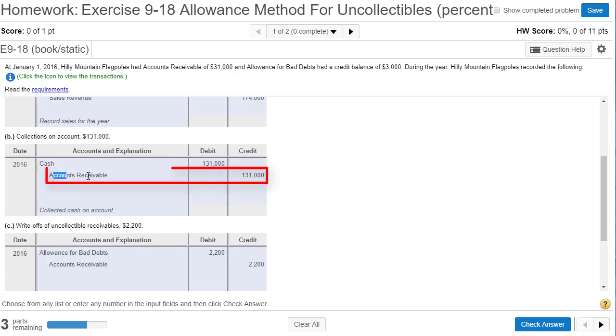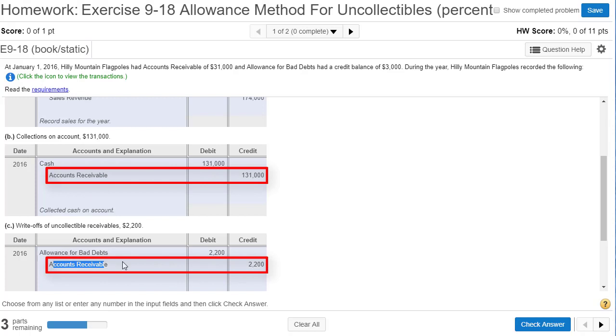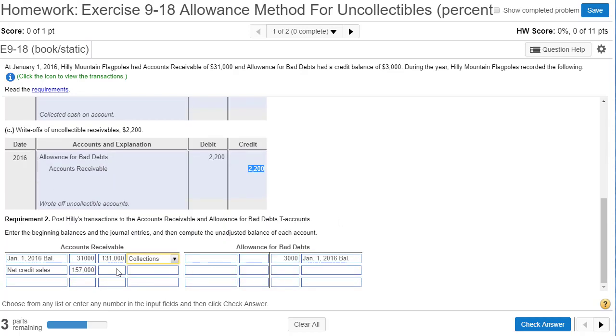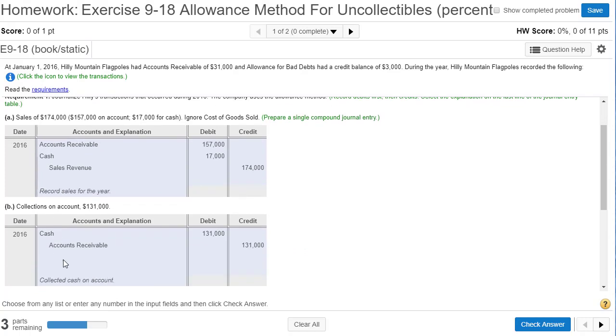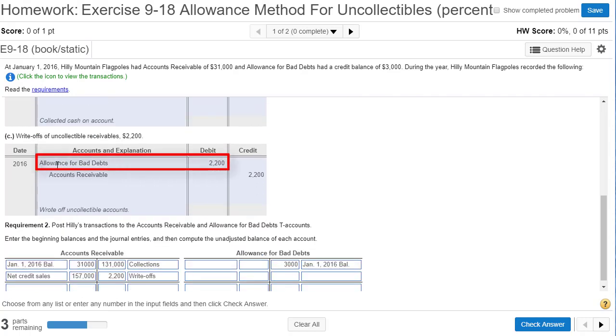So we've taken care of this AR, and then we have AR going down because these accounts we think are uncollectible. $2,200 uncollectible. That's called a write-off. We wrote them off. And then we need to post to the allowance account. So we're going to go up here, look for allowance. Nothing there, nothing there. Here's our allowance. We got $2,200 on the left side as write-offs.